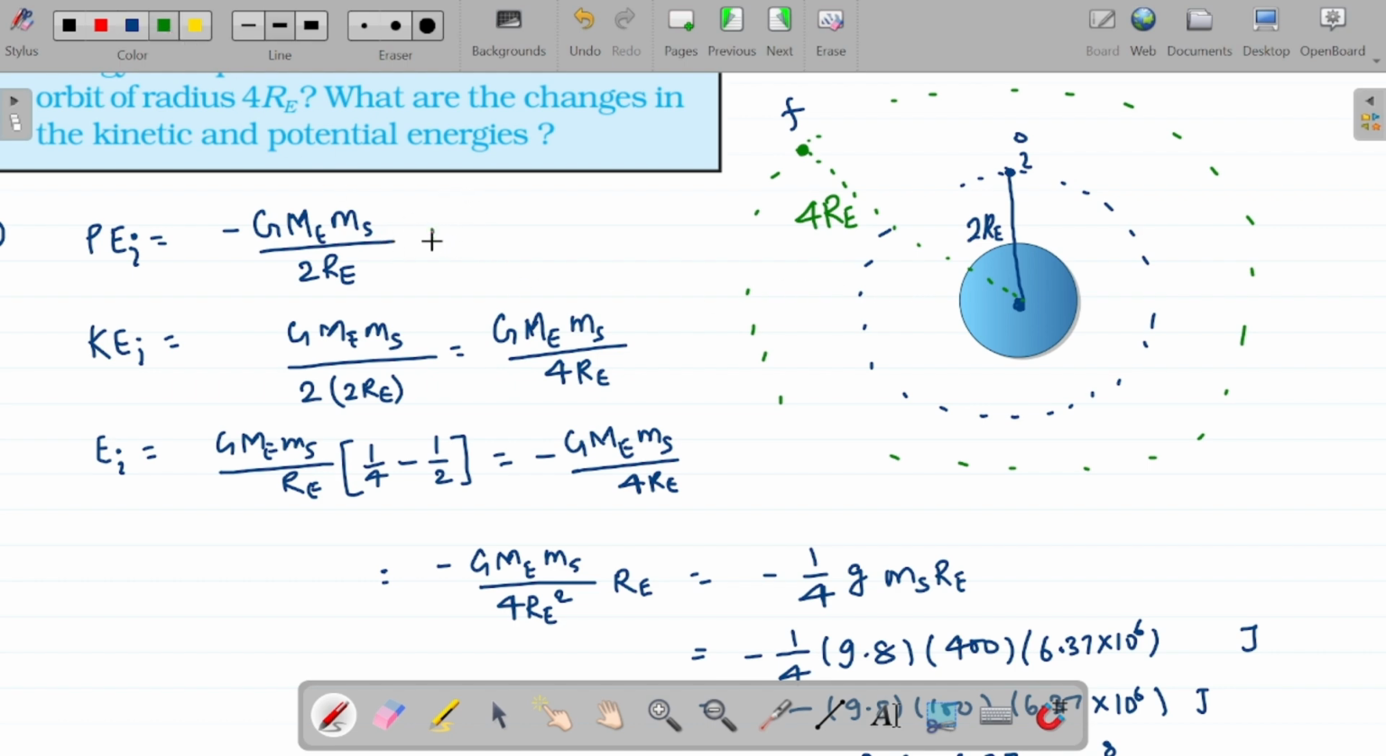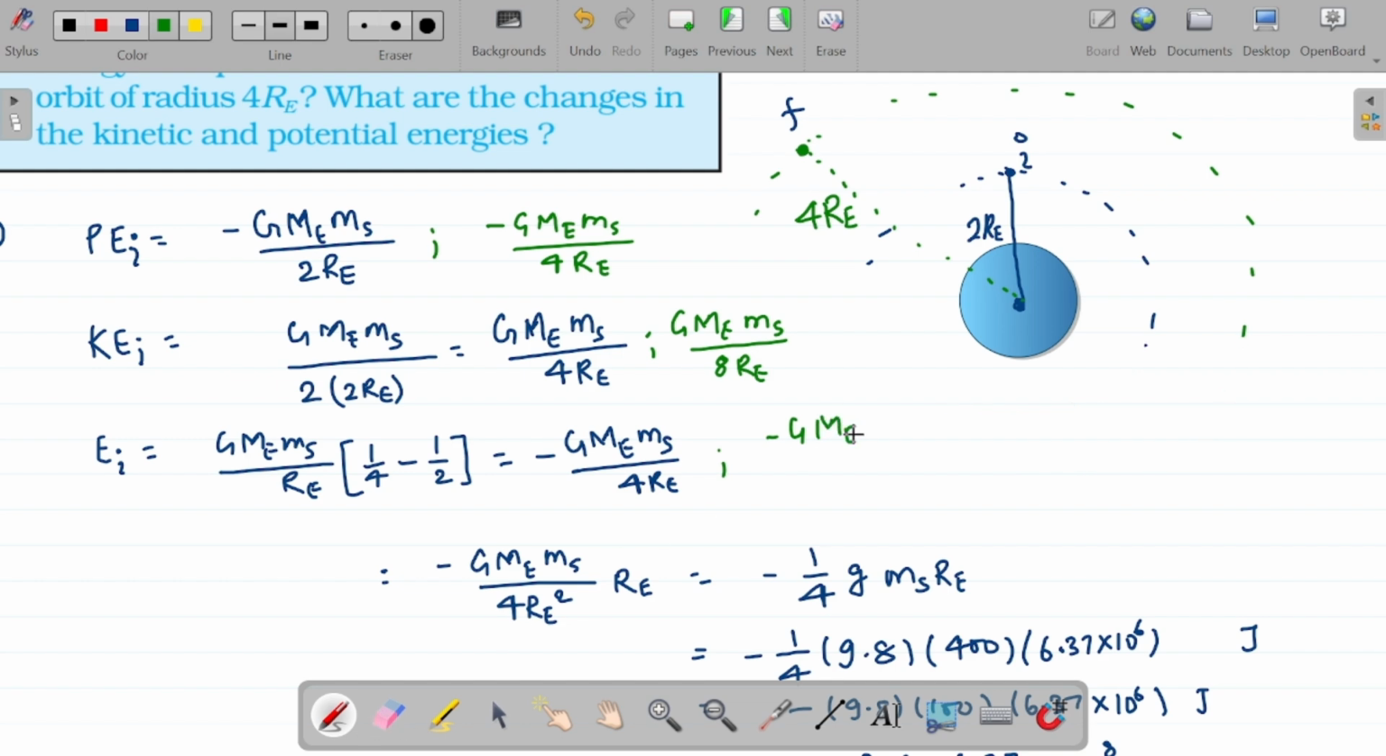Here we will have the final potential energy, minus G ME MS by 4 RE now. And here we have the final kinetic energy, G ME MS by 8 RE, twice of 4 RE means 8 RE. And then the final energy will be minus G ME MS by 8 RE. Now, look, we have already solved for this thing here.